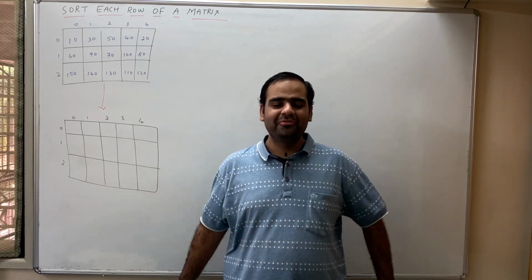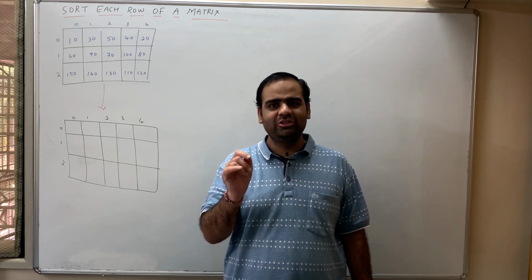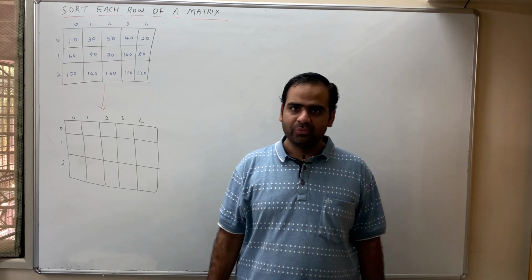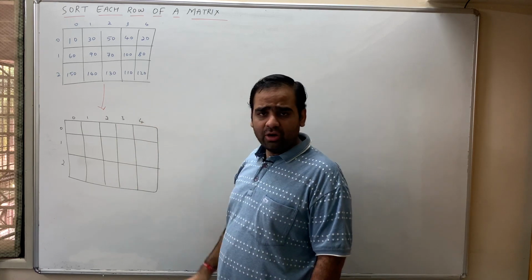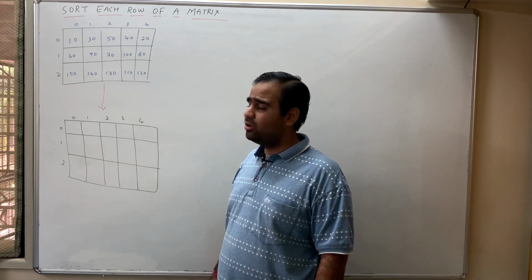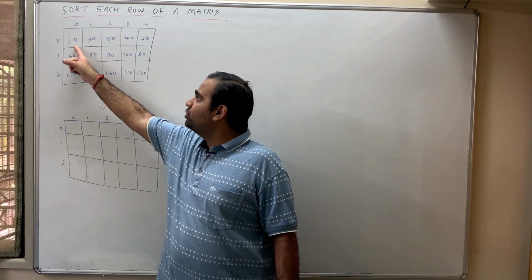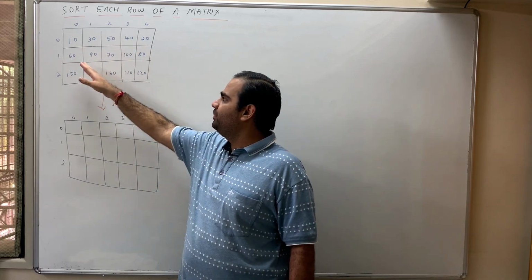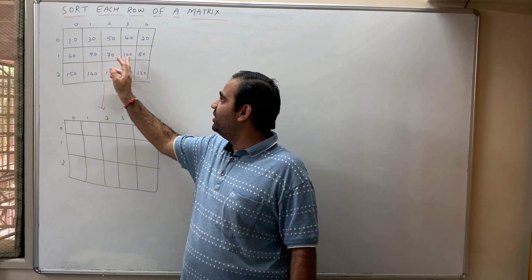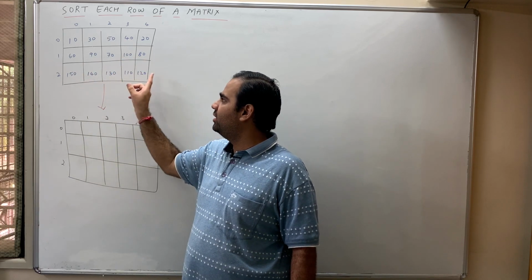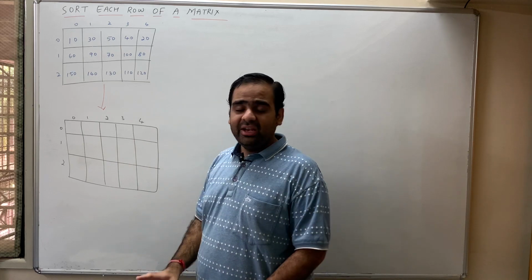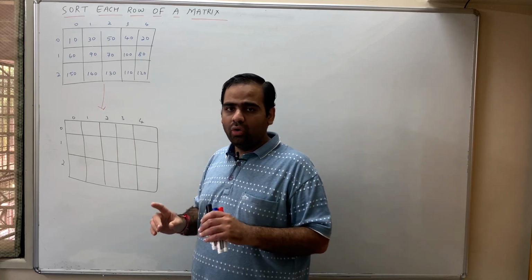In this video we will see how we sort each row of a two-dimensional array or a matrix. Suppose this is the matrix given, of order 3 cross 5, 3 rows and 5 columns. We have the first row 10, 30, 50, 40, 20, second row 60, 90, 70, 100, 80, third row 150, 140, 130, 110 and 120. We need to sort each row of the matrix.